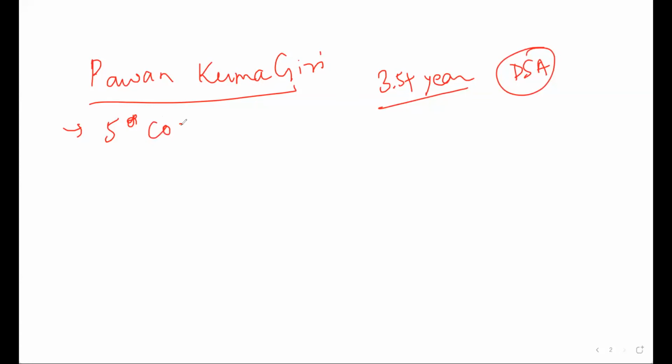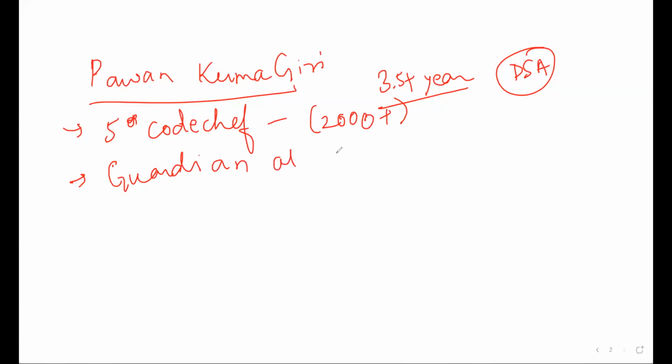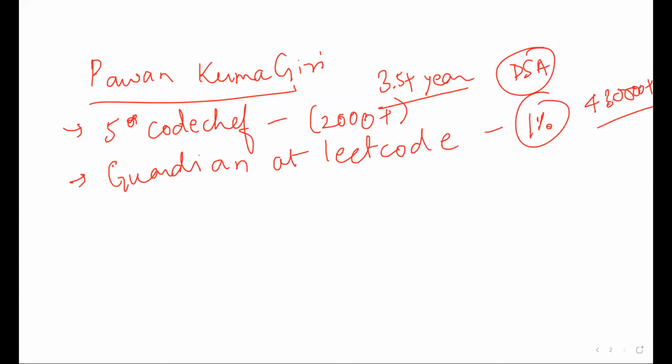I am 5 star at CodeChef, which you get after your rating crosses 2000 plus. I am Guardian at LeetCode. When you come in the top 1% globally, out of 4 lakh 30,000 plus participants around the world, your rating is in the top 1% and you are given this badge.